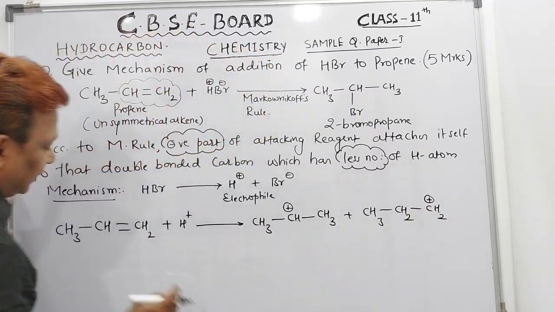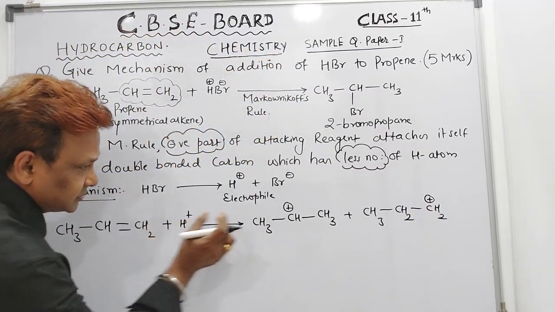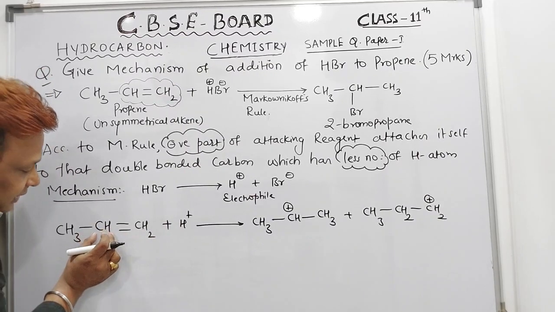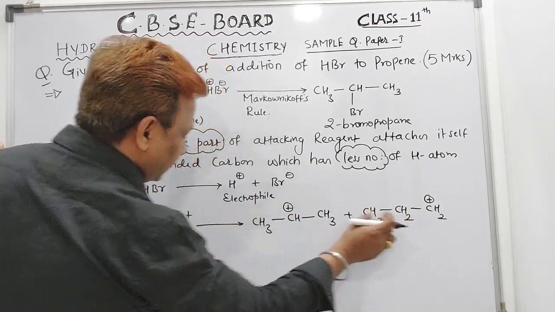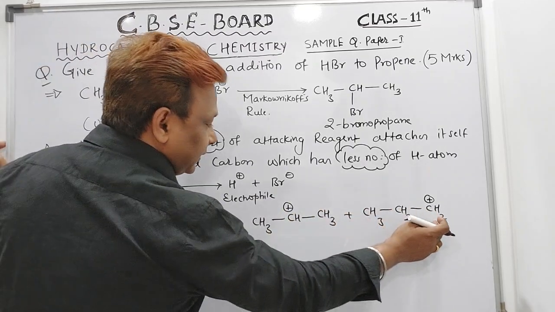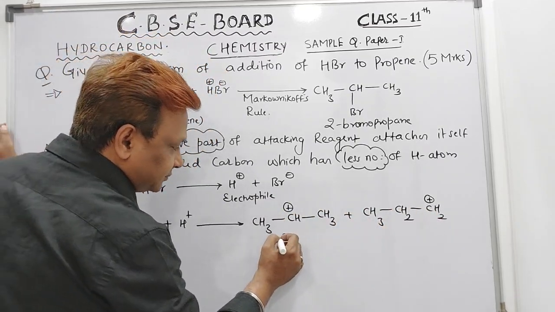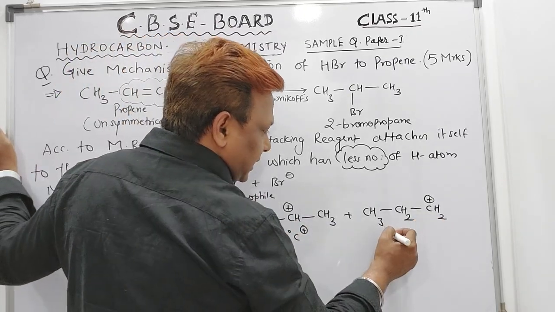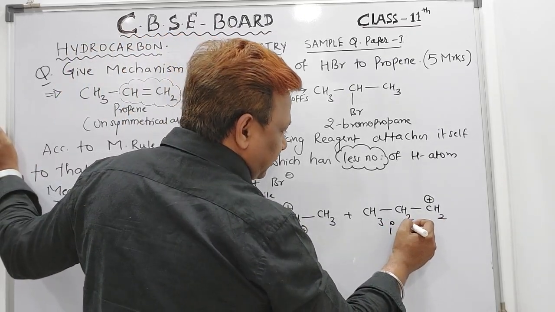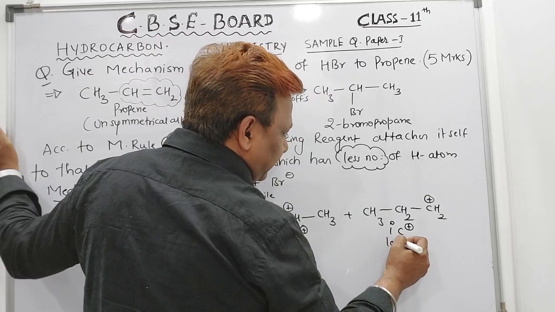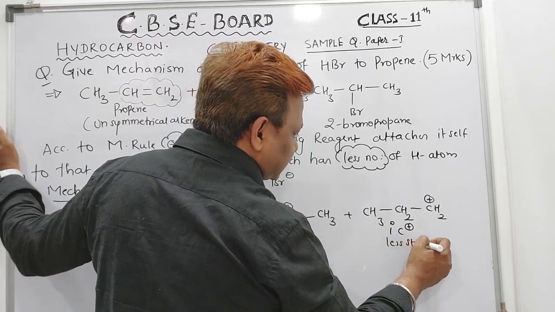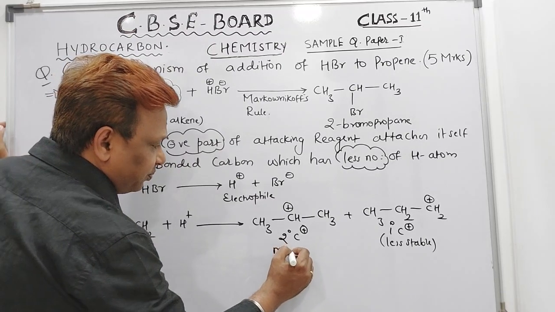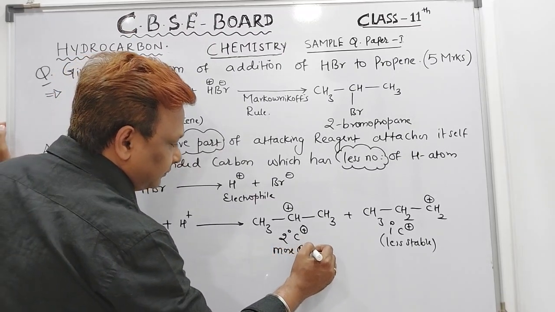See beta, CH2 becomes CH3, so positive charge will form here. CH becomes CH2, so positive charge will form here. This is called a secondary carbocation. This is called a primary carbocation. As we know, primary carbocation is less stable and secondary carbocation is more stable.